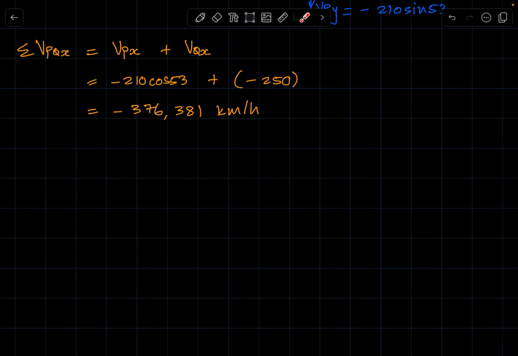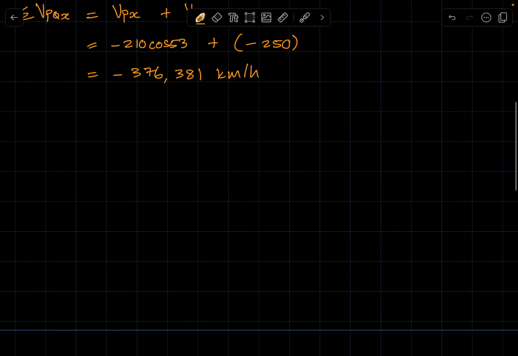Now, this is negative. Now remember, there is no such thing as a negative vector. The sign tells us the direction of the vector. So seeing that this vector is in the x direction and it's negative, that tells us that this is going west. So this essentially is equal to 376,381 kilometers per hour, going west.